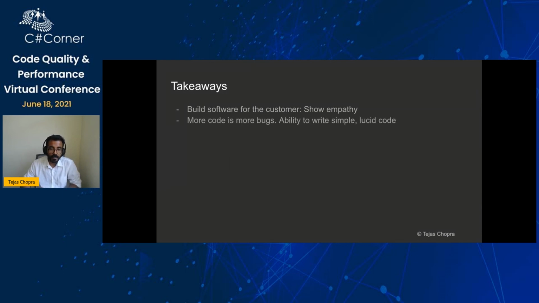More code is more bugs. That's a common adage that there is a bug every 100 lines of code. So if you want to have fewer bugs, write less code.